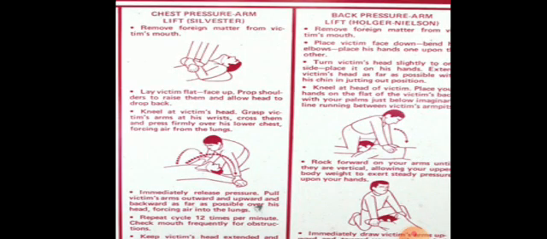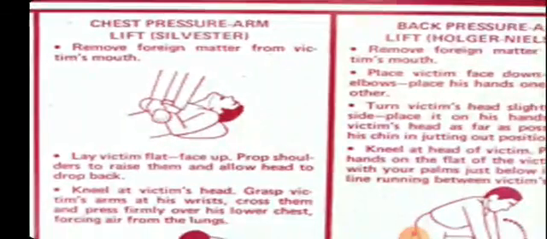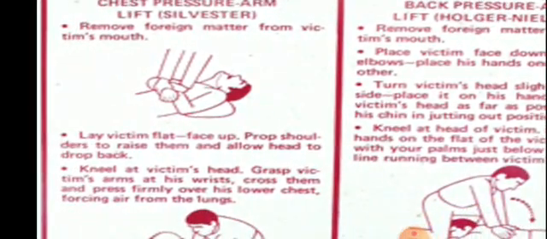Now you have two more. This is a very beautifully given tabular column. You have the chest pressure arm lift method, which is also called the Sylvester method, and then you have the back pressure arm lift, which is the Holger-Nielsen method. I'll just make it slightly bigger. So just look at the picture. Remove any foreign matter from the victim's mouth. That's the first thing you need to do for both, whether it's the Sylvester method or the Holger-Nielsen method.